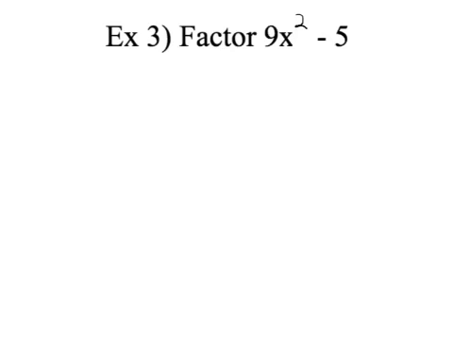Example 3. Note we don't have a greatest common factor. We have 2 terms. The first term, 9x squared, is a perfect square. But the second term, 5, is not. There's not a number times itself that equals 5, so therefore I cannot factor this problem. It is not factorable.